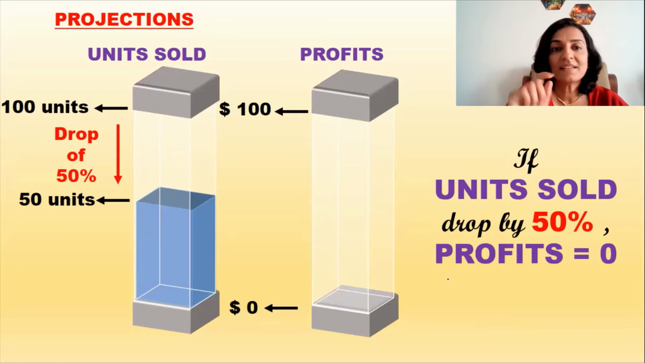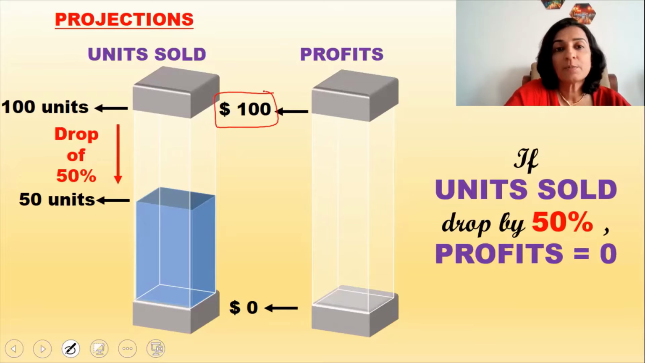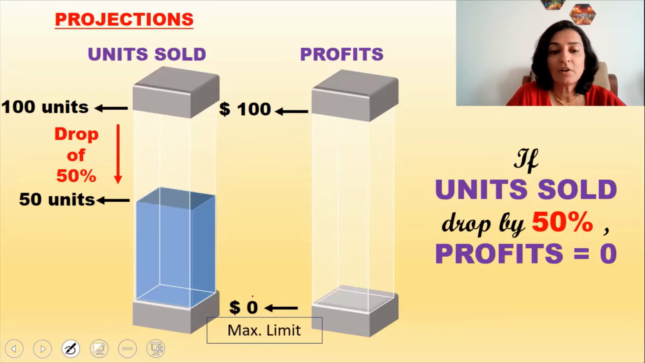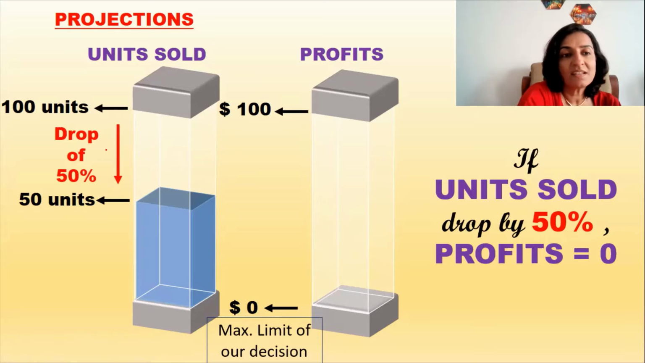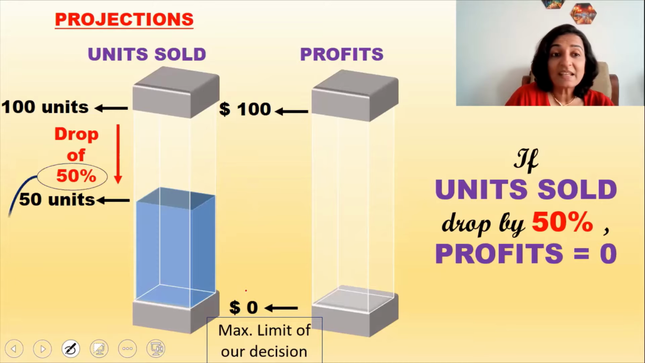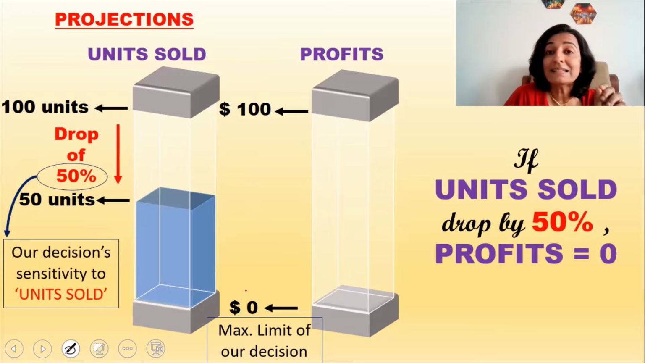So what have we just seen? Our original projected profit was $100 and the maximum dip in profit that we can afford to bear is up to a profit of $0. That is, we do not want to incur losses. So the $0 is the maximum limit up to which the profits can fall. When the sales dropped by 50%, our original projected profit of $100 fell to $0. So this 50% is known as our decision's sensitivity to units sold.